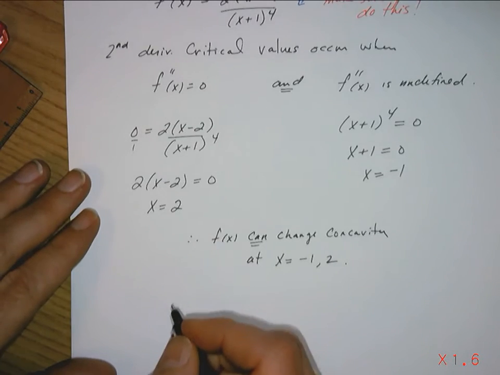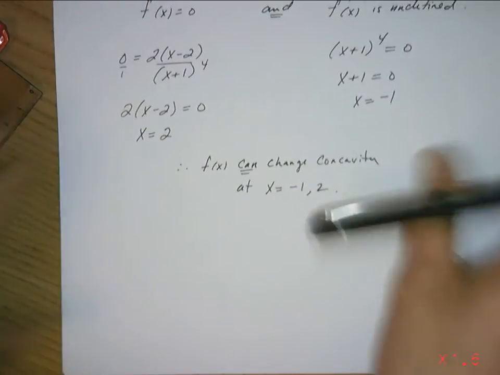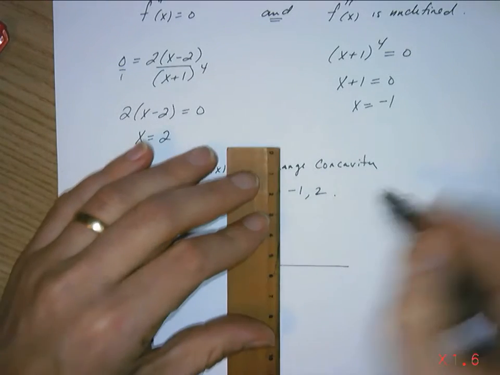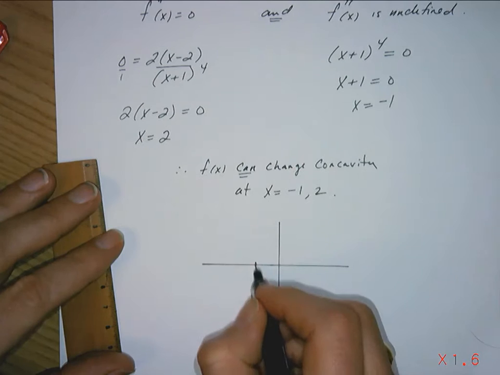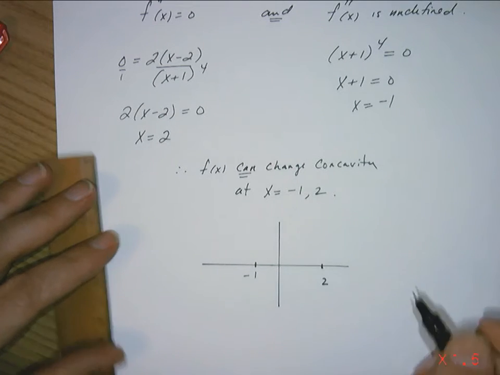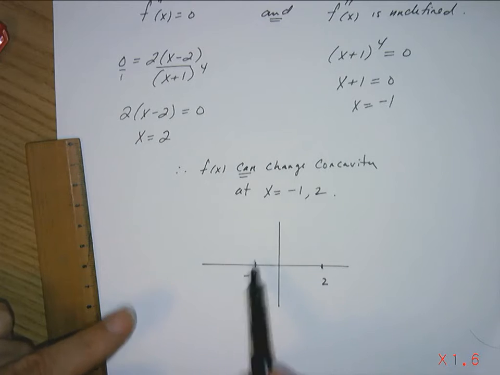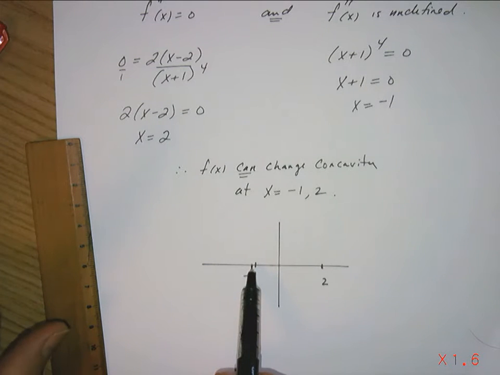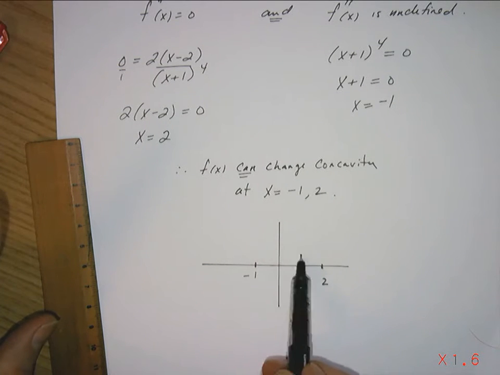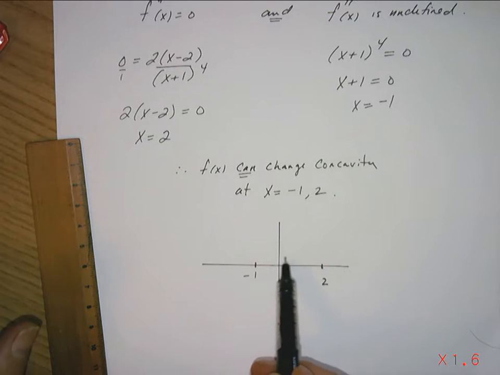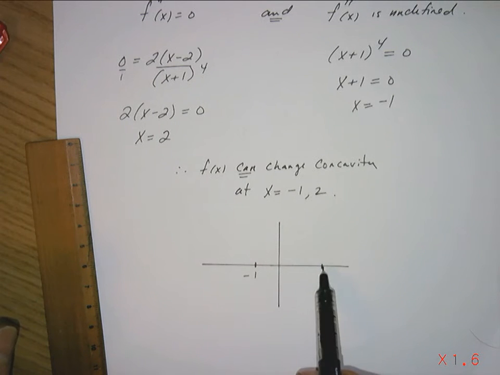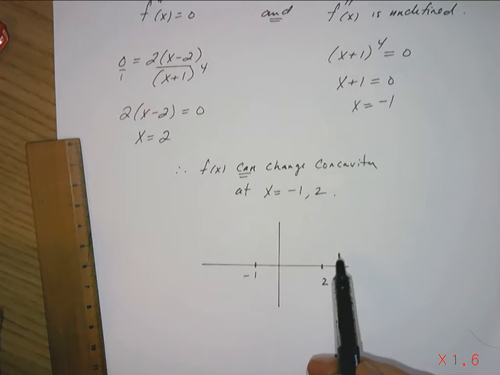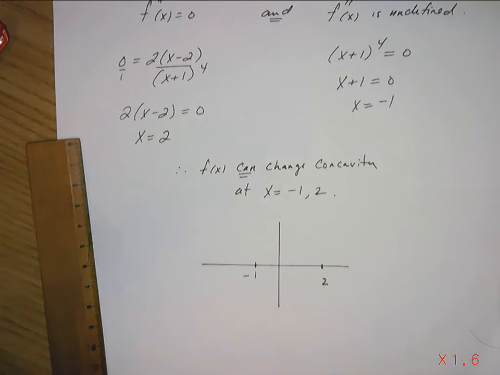So now we're going to take a look at an interval chart. Before I do that, let's make sure that we understand what's happening. If this is my Cartesian plane, at x equals -1 and at x equals 2, my concavity could change. Whatever the concavity is over here must stay the same up until this point. Then it has an opportunity to change. Whatever it is anywhere in this interval, it has to stay the same for that entire interval. And then it has an opportunity to change. And whatever it is right after 2, it has to stay the same for the rest of that domain.